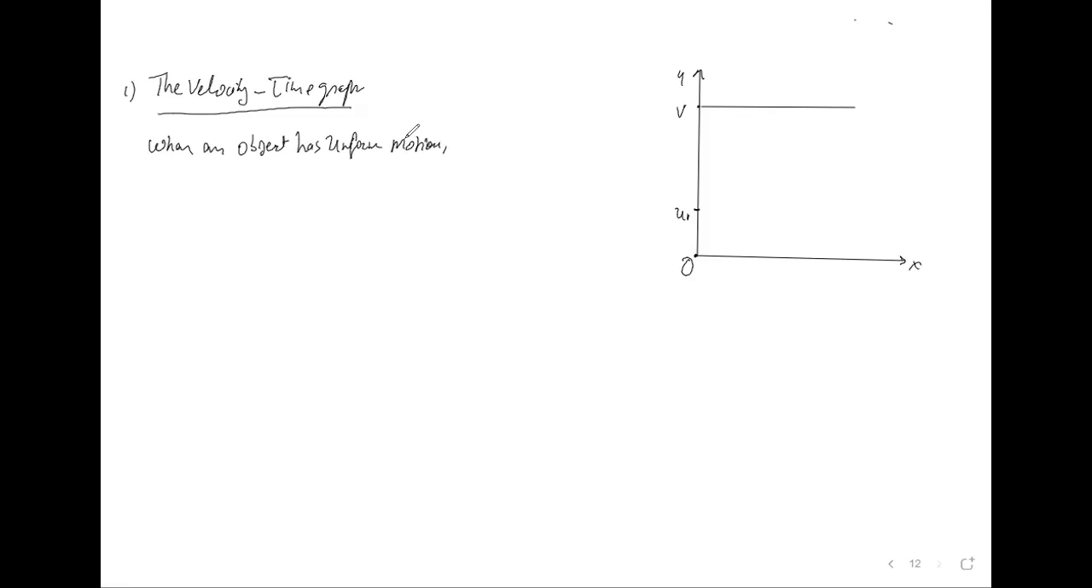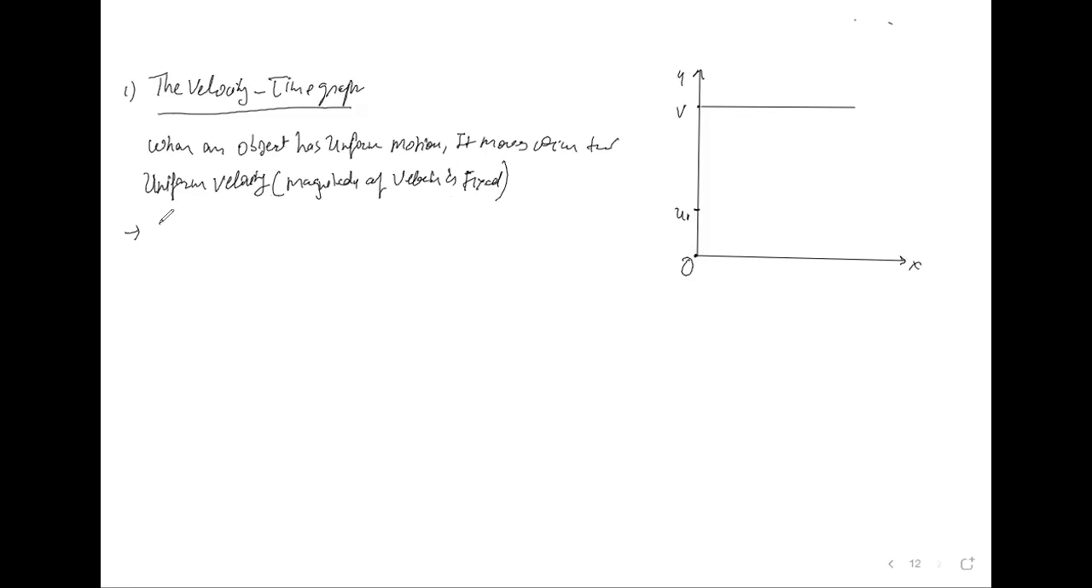So the uniform motion, it moves with uniform velocity. What is the uniform motion? The object moves with the uniform velocity. The object will move with the uniform velocity, meaning the magnitude of velocity is fixed. It is having a fixed magnitude of velocity.